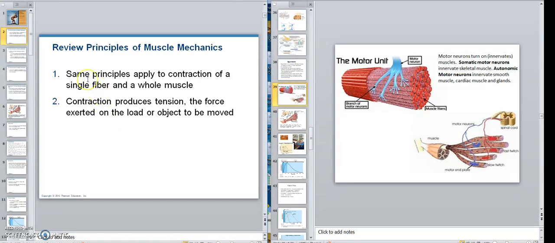Okay, class, we're now into Muscle PowerPoint 2. So let's go through and see what we have. Review principles of muscle mechanics.